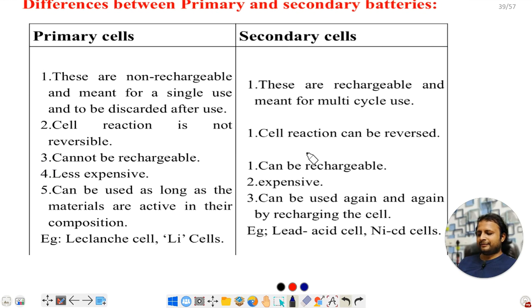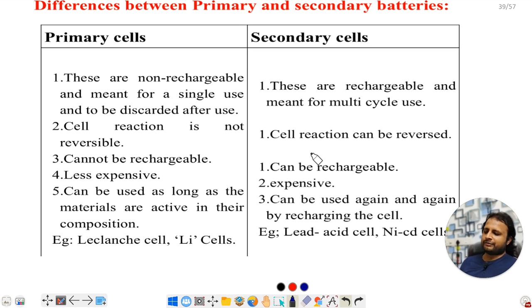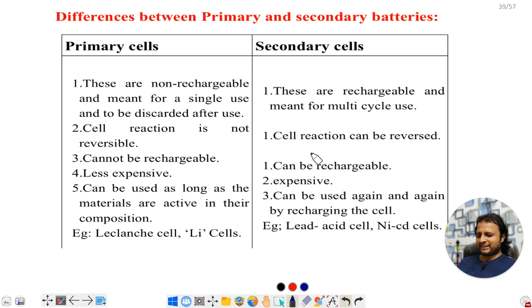And this is a 10th class question: what is the difference between primary and secondary cells? If you want, you can take a screenshot. I am not much interested in explaining it.